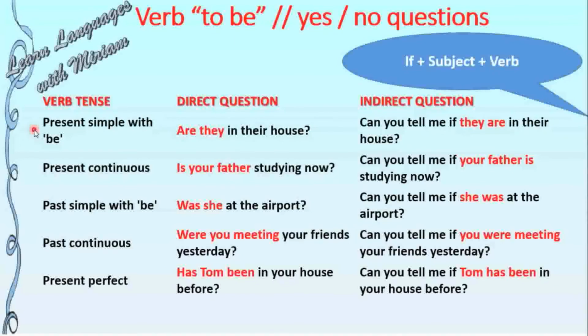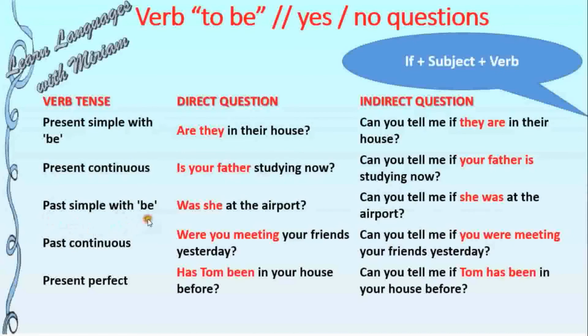Present simple with verb to be. Are they in their house? Can you tell me if they are in their house? Present continuous. Is your father studying now? Can you tell me if your father is studying now?